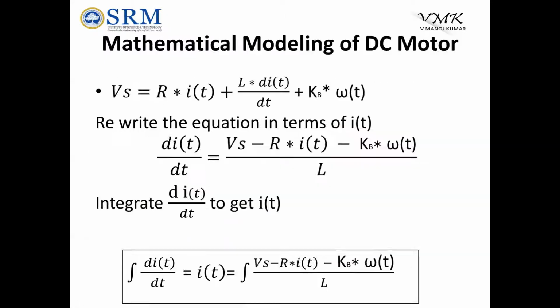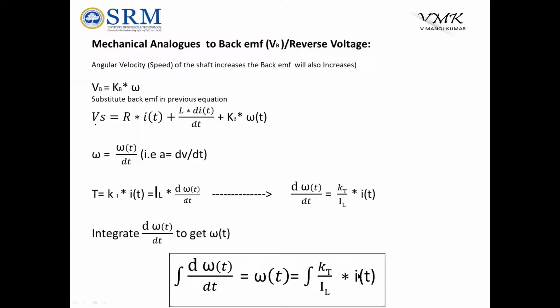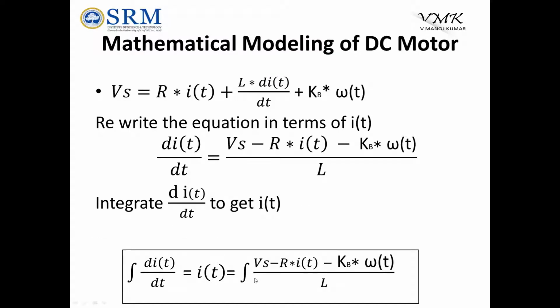Without the help of this current, I cannot find my omega. Omega of t requires I of t. So omega is my output and my Vs is my input. Now I found a relationship between my input and my output. Vs is equal to R into I of t. What is the I of t formula? Here it is, and it is going to be substituted. Whenever I substitute all these values, I'll be getting the value of omega of t, so I can find the relationship between my input and output components. This is the mathematical modeling of my DC motor.